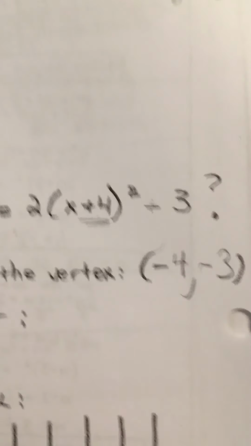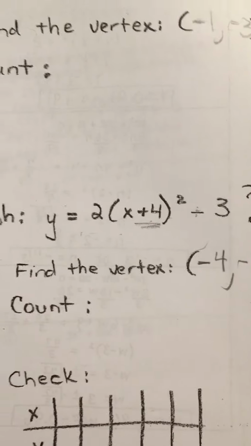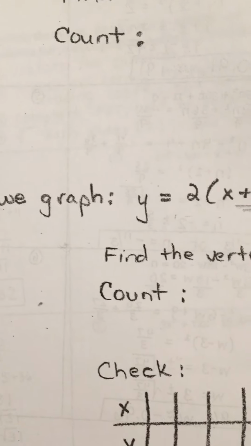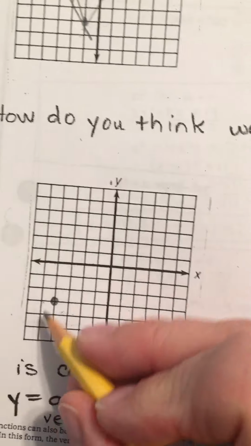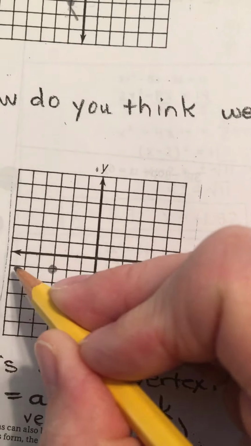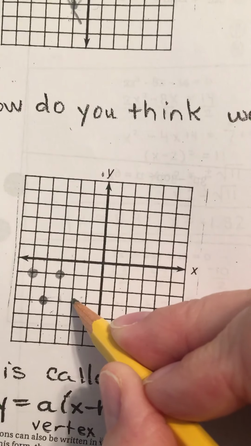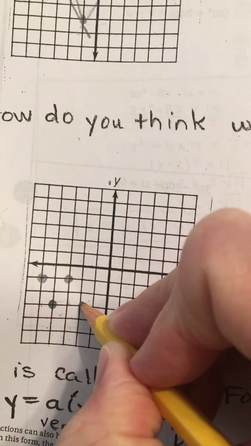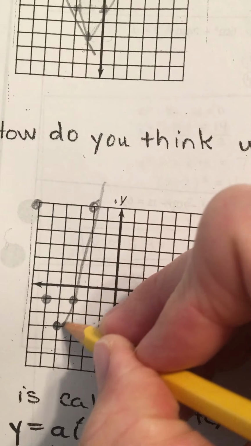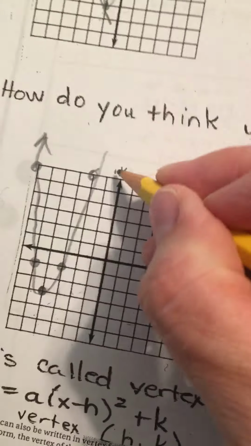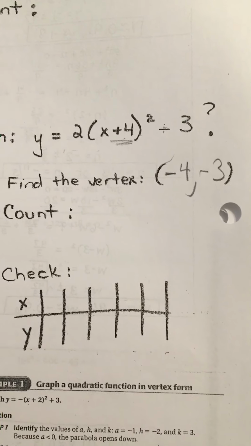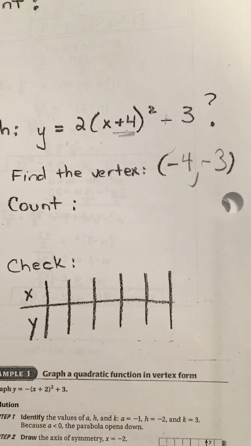Well, how am I going to count? Instead of me going over 1, up 1 squared, or over 2, up 4, over 3, up 9, I'm going to go over 1, up 1 squared times A, which is 2. So over 1, up 2. Instead of going over 2, up 4, because A is 2, I'm going to go over 2, up 8. And I have graphed my parabola. So if it's in vertex form, it makes it very easy for you to find the vertex. Once you know the vertex, you just use the counting method.